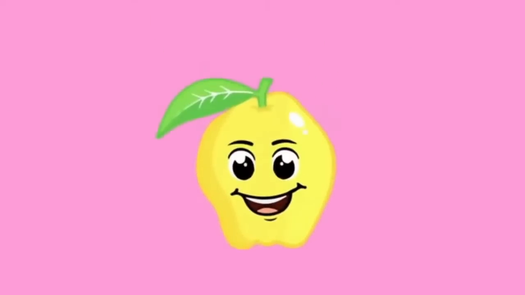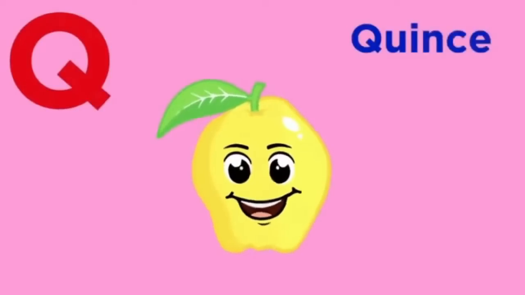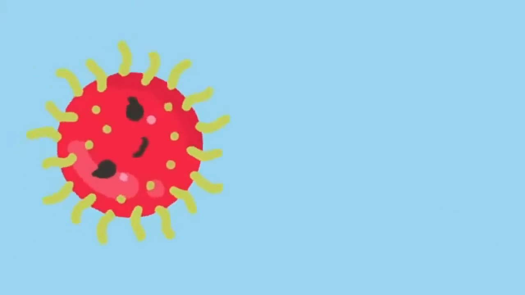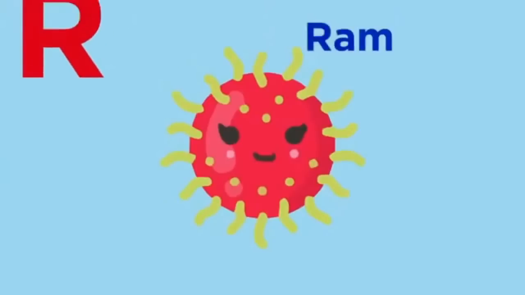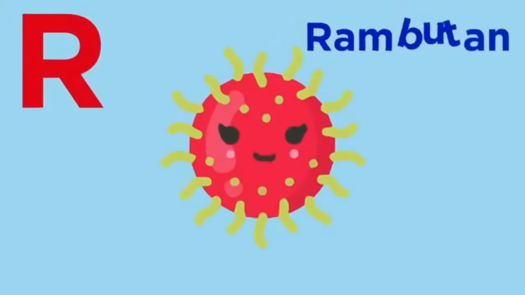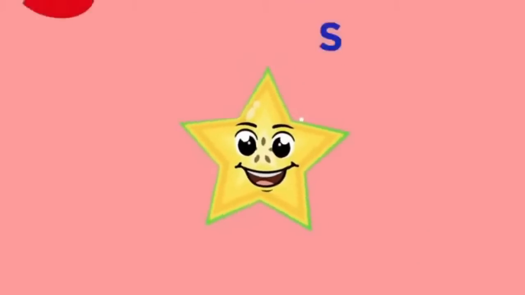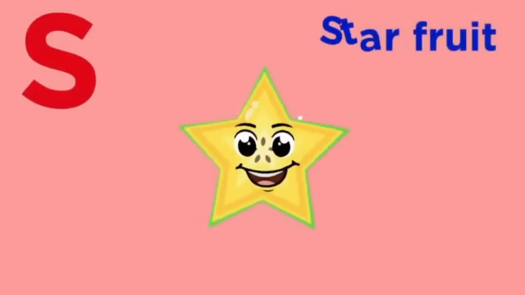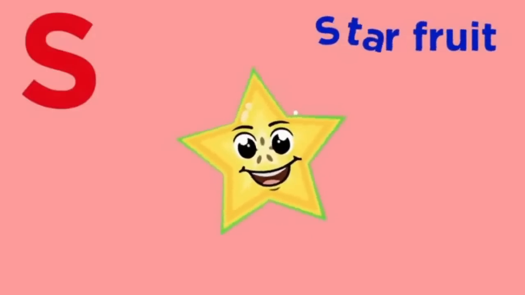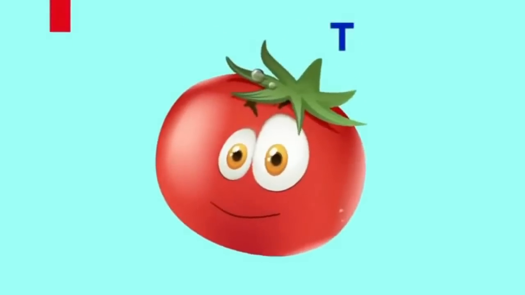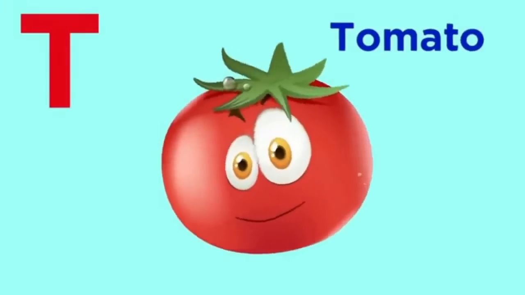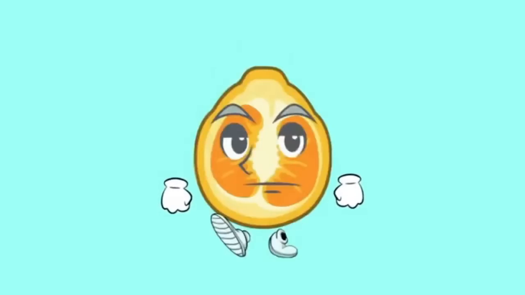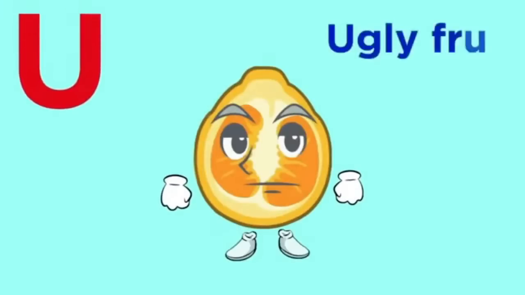Q for quince, Q-U-I-N-C-E, quince. R for rambutan, R-A-M-B-U-T-A-N, rambutan. S for star fruit, S-T-A-R F-R-U-I-T, star fruit. T for tomato, T-O-M-A-T-O, tomato. U for ugly fruit, U-G-L-Y F-R-U-I-T, ugly fruit.